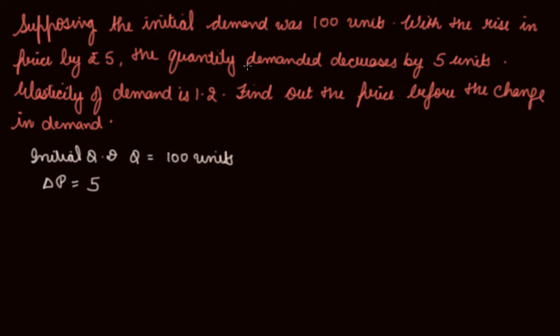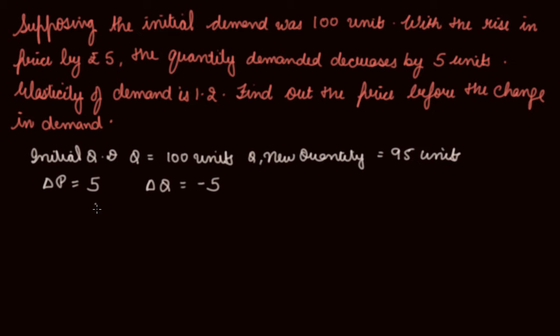The quantity demanded decreases by 5 units, which means the change in the quantity demanded has become -5, which means your new quantity you can find out. If it has reduced by 5 units, initially it was 100, now it has reduced by 5, which means 95 units. So change in your quantity demanded is Q1 minus Q, that is -5, right?